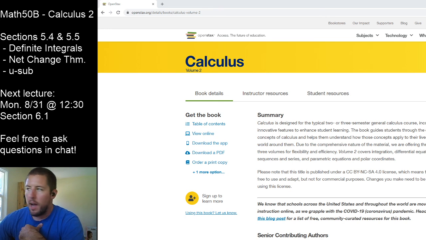And I got to post the homeworks also for 5.4 and 5.5 as well. That's my other task. So I'm going to update the join link for Discord and post the MyOpenMath homeworks. And otherwise, I'll be in office hours if you guys got more questions.